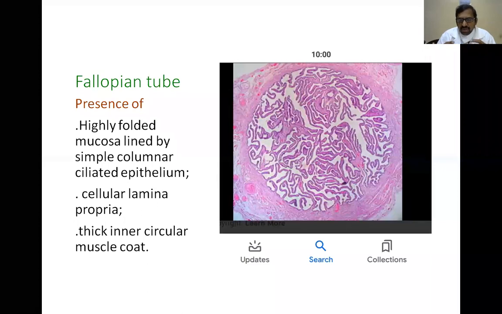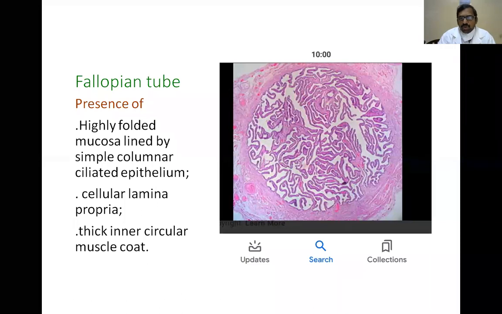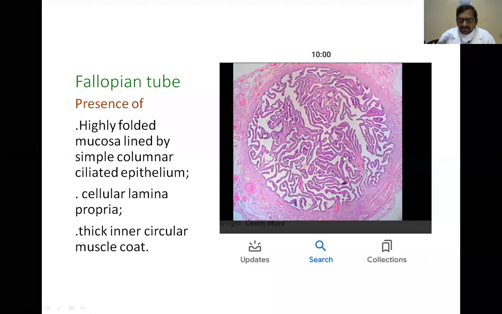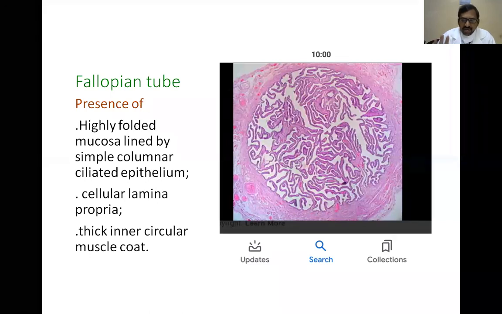The lumen of the uterine tube is divided into small segments because of the foldings of the mucosa of the lumen. That is why it looks like this, you see, this is the appearance. It is due to the foldings of the mucosa, and this mucosa is lined by simple columnar ciliated epithelium. That is number one.